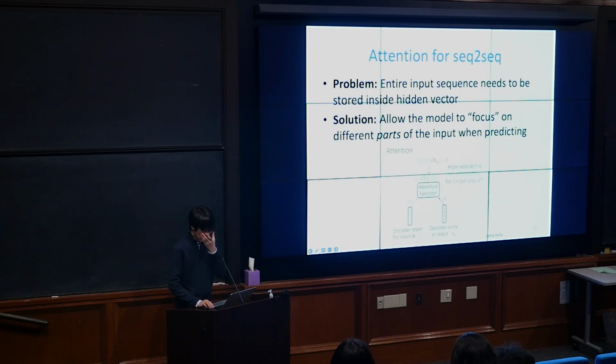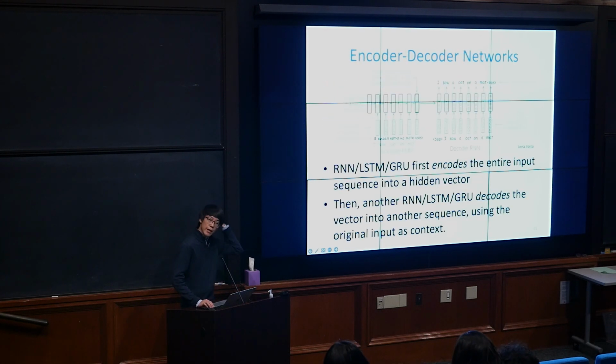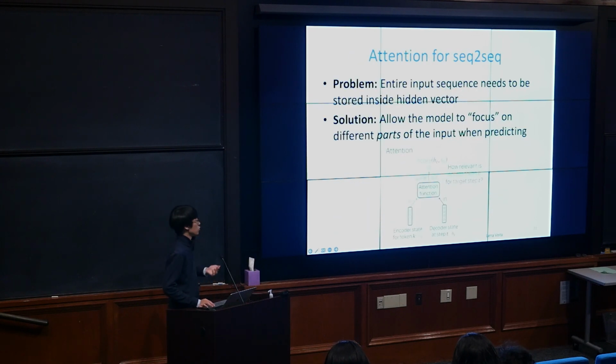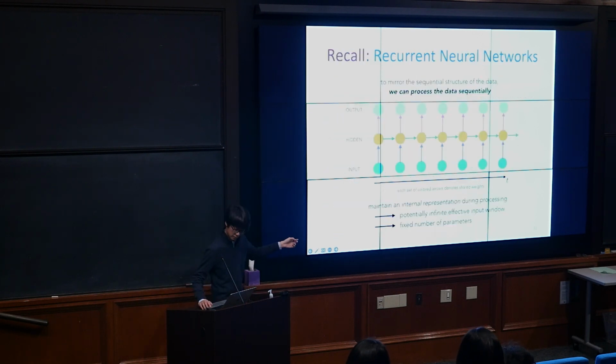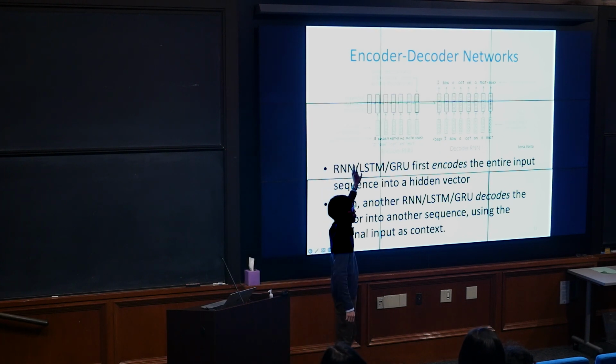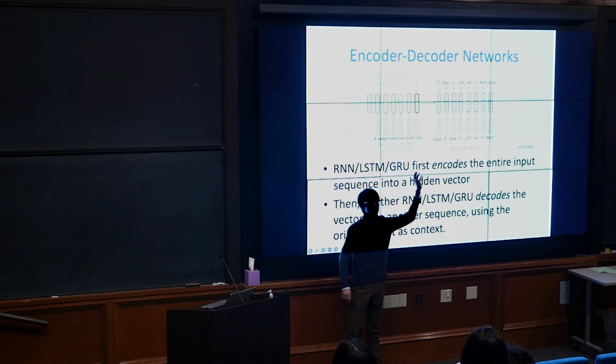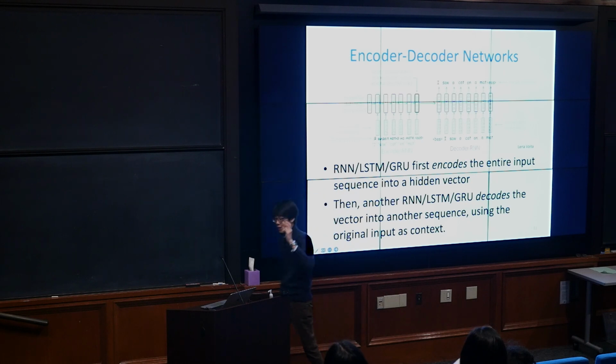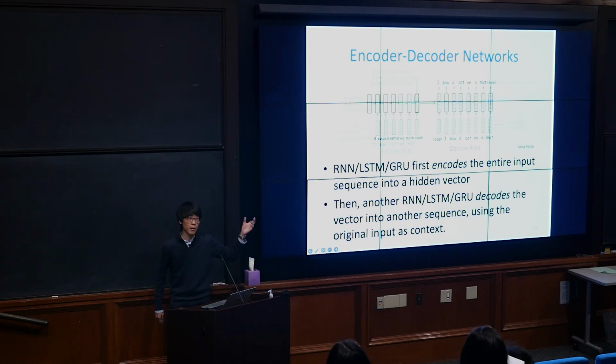So one thing that happened with these encoder-decoder networks is you'll notice that the entire input sequence needs to be stored inside this hidden vector, right? So there's this bottleneck between the encoder and decoder that requires all the semantic information that we need, that task-oriented information, to be just stored in that middle vector there. And this can be a pretty big limitation because we're asking the model to really do a lot.